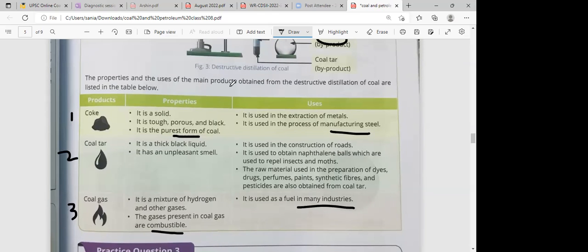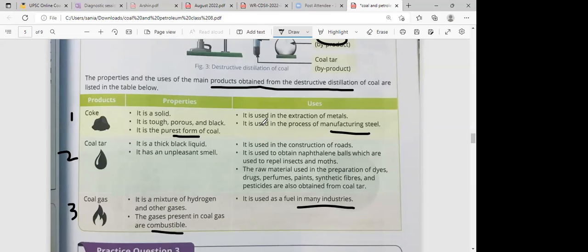So what will you write? You will write: properties and uses of products obtained from destructive distillation. Okay.